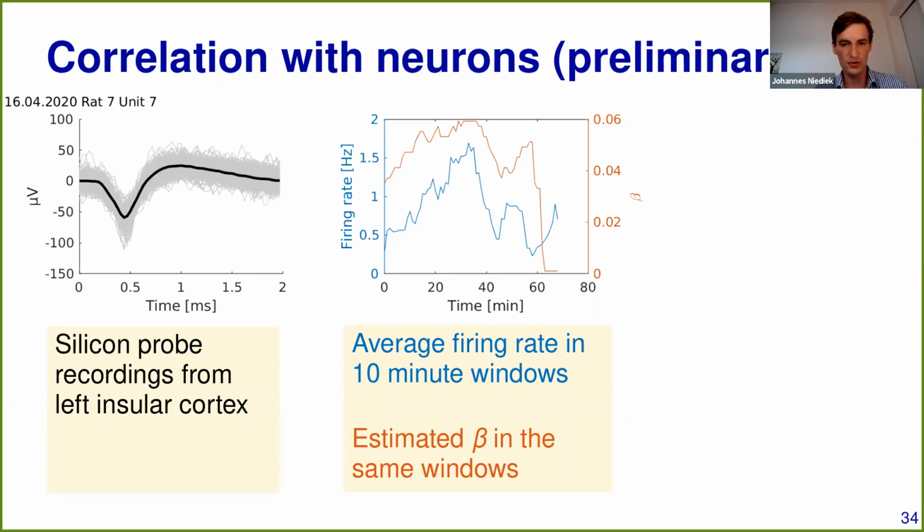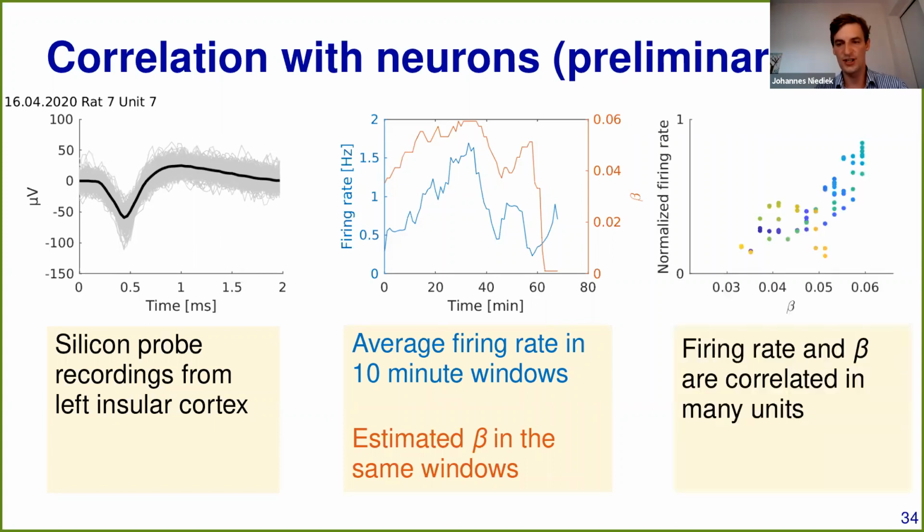And already from this plot, you can see that there is a strong correlation between beta and firing rate. And this is the same data again as a scatter plot. In this case, color is time. And actually, we find many, many such neurons that have either a positive or a negative correlation between their firing rate and the best fitting beta. But we still have to do statistics on this, and there's no final message here.